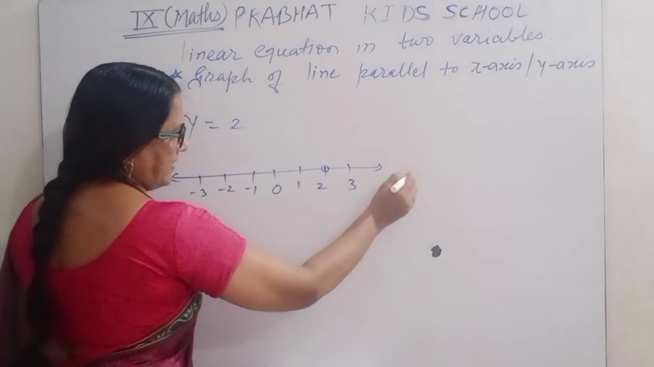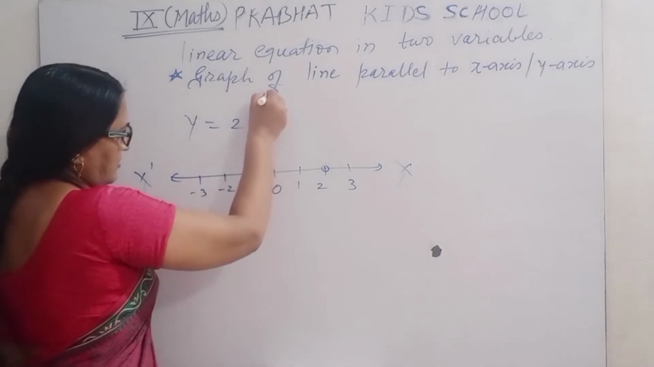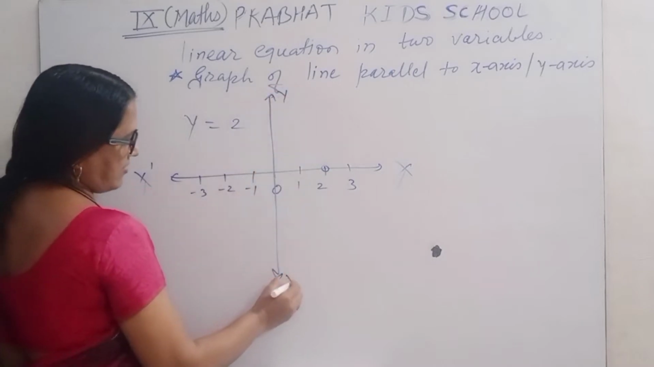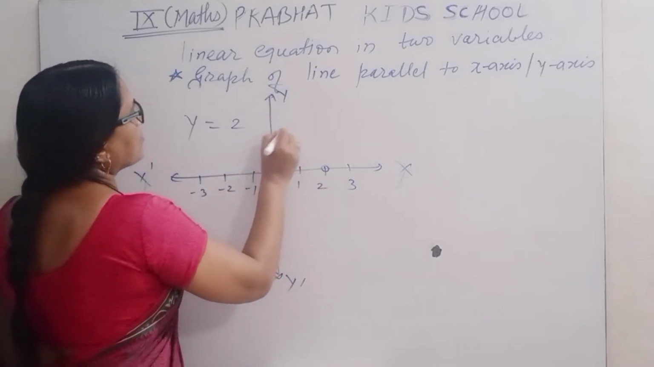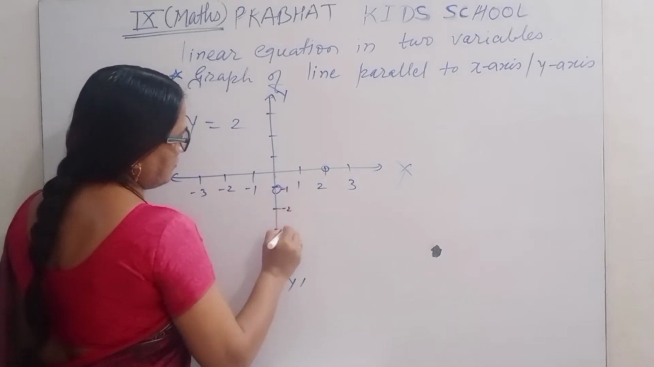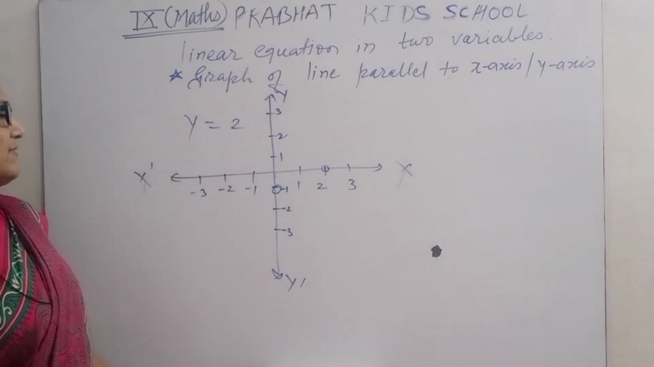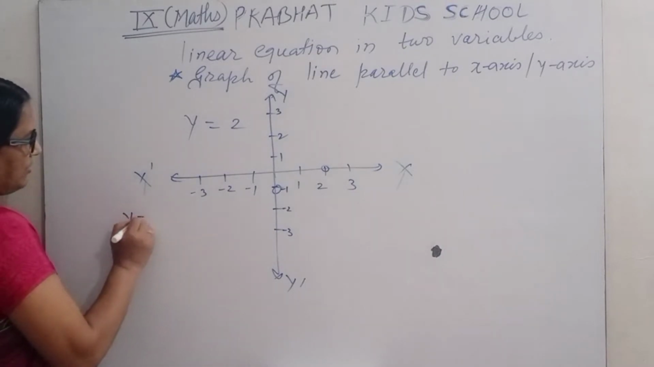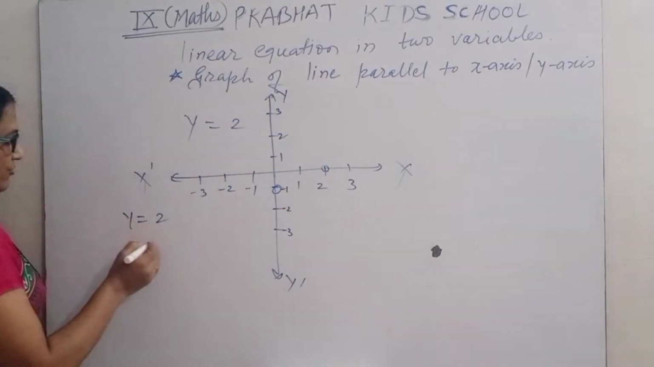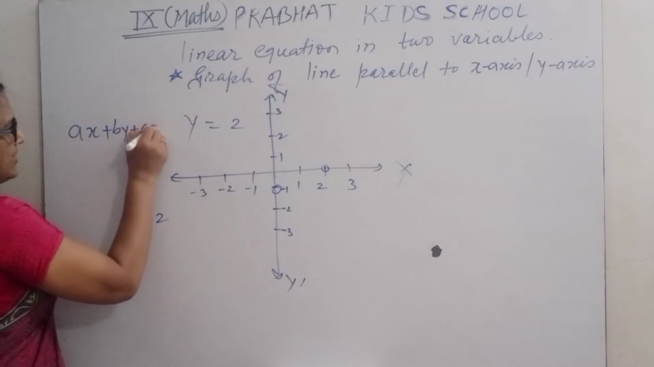On the Cartesian plane, if you want to show y is equal to 2, then what to do? Suppose this is our x-axis, and now draw the line which is the y-axis, y dash. So 1, 2, 3, -1, -2, -3. Now y is equal to 2. We can write this equation in the form of two variables. How? What is the standard form of a linear equation? ax plus by plus c is equal to 0.